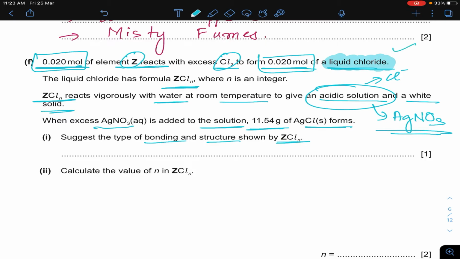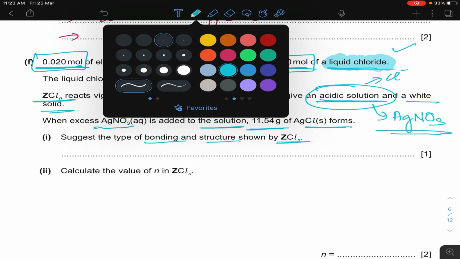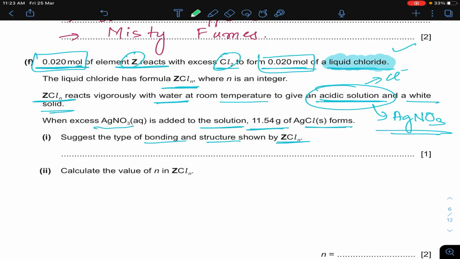Because it forms a liquid chloride, and it reacts with water at room temperature to give an acidic solution, the type of bonding is covalent. If it were an ionic compound, it would increase the pH value. So the type of bonding here is covalent bonding, because we are getting a liquid chloride. Through covalent bonding, we get two types of structures, either simple molecular or giant molecular. Because we have a liquid chloride, it is a simple molecular structure.